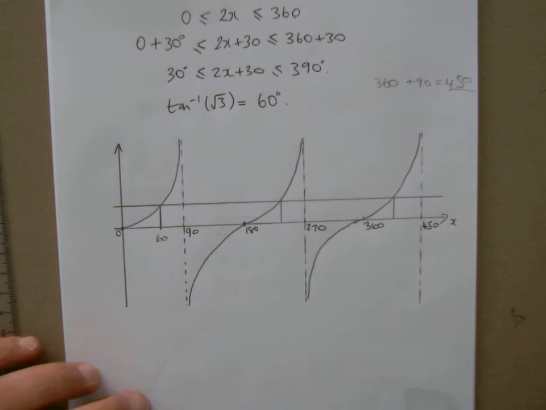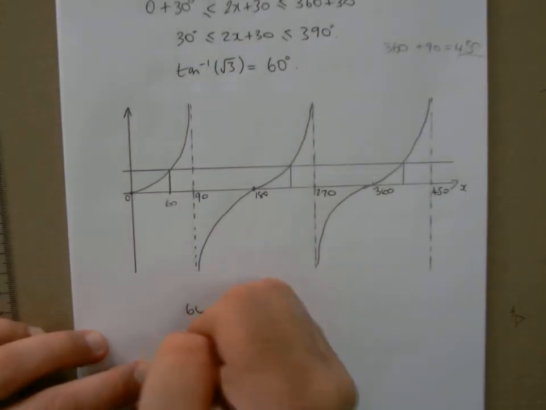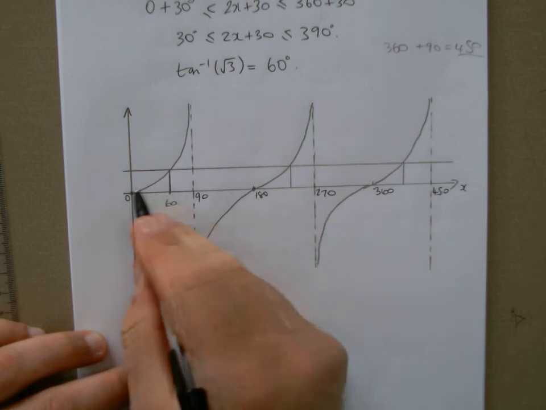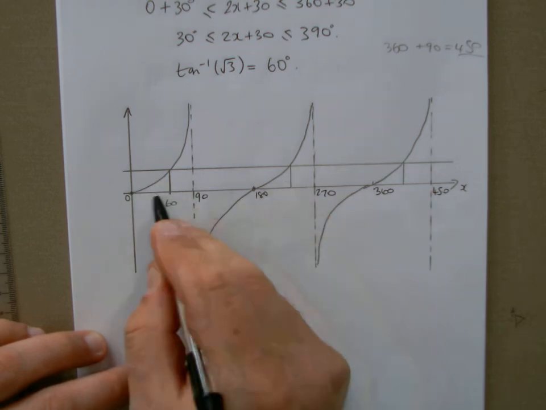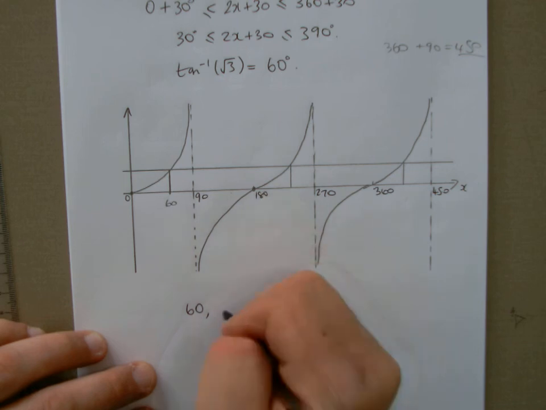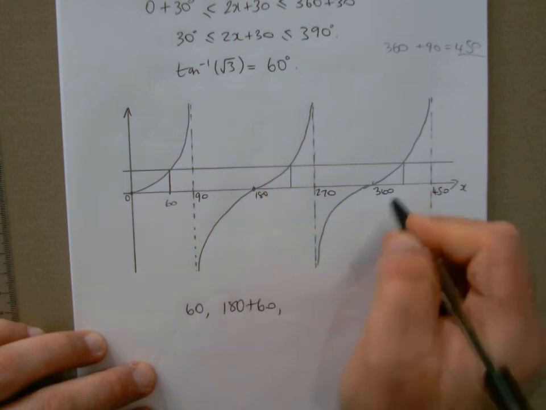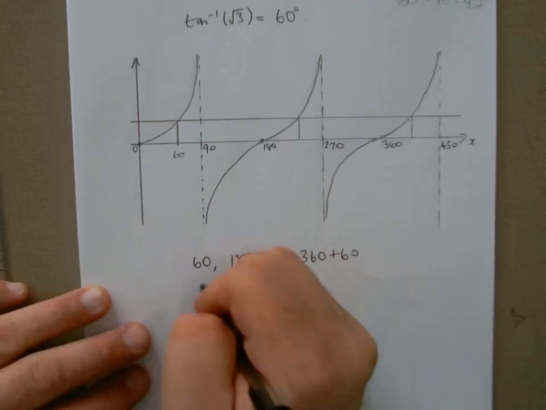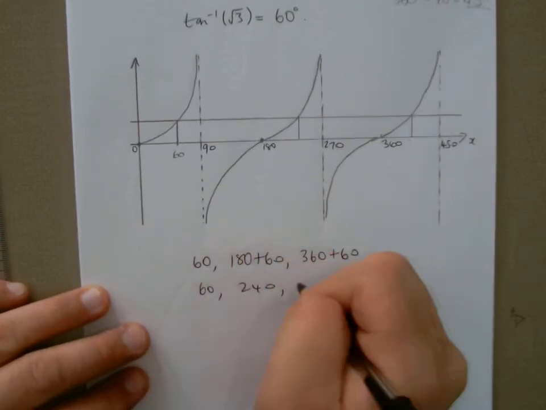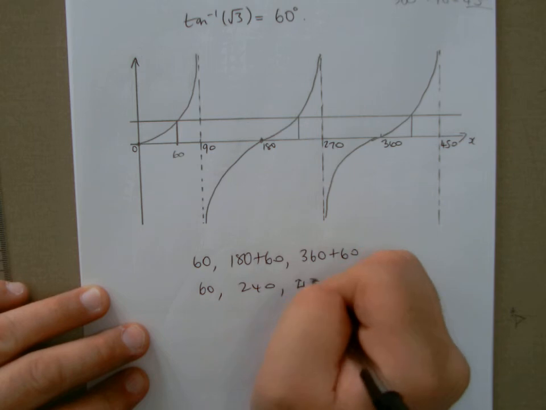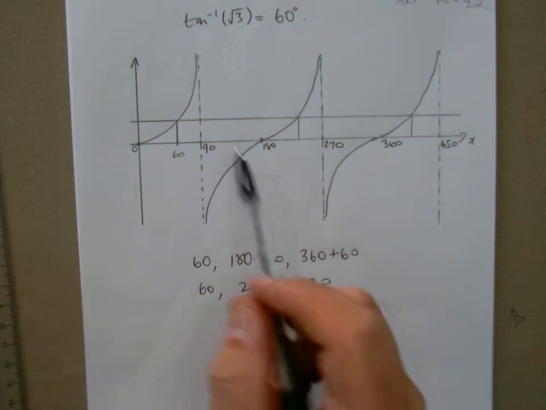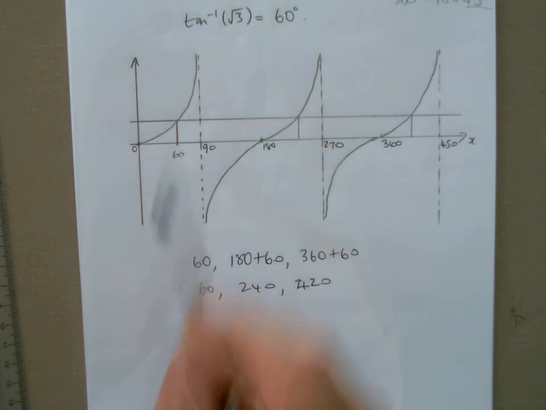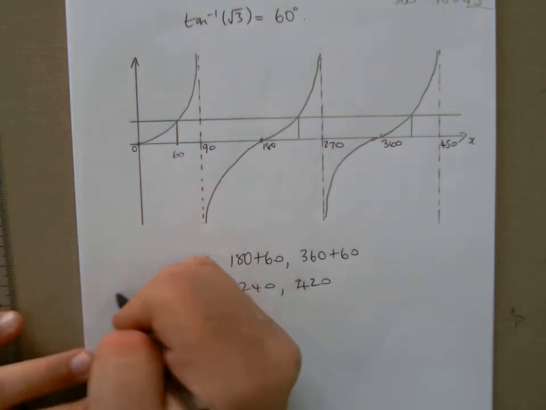So our solutions are 60. That one there will be 180 plus 60, because of the symmetry that we've got with this. It's across 60, and the same here, across 60 there. So our solutions will be 60, 240, 420, based on the range calculation in terms of 2x plus 30.